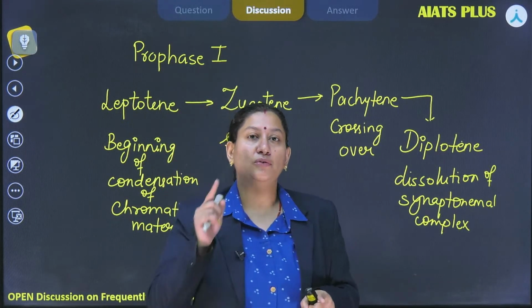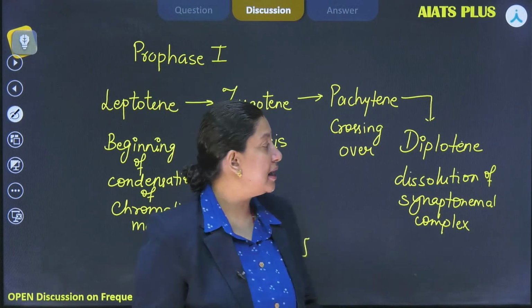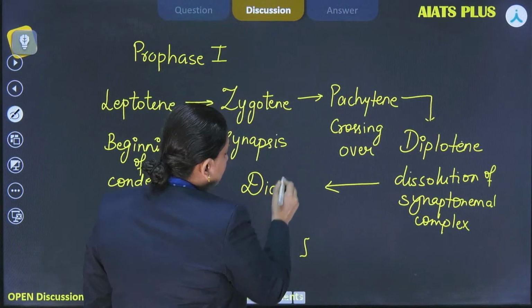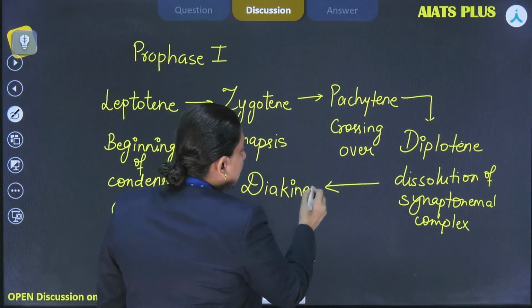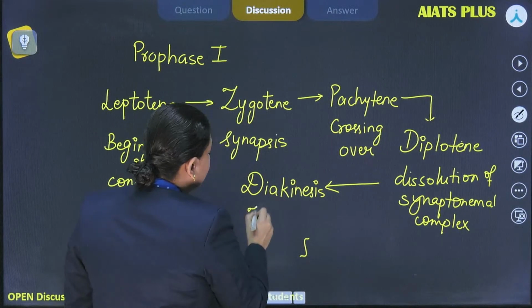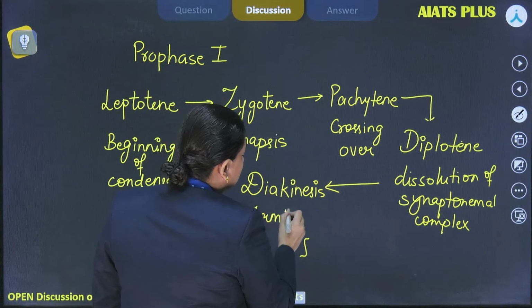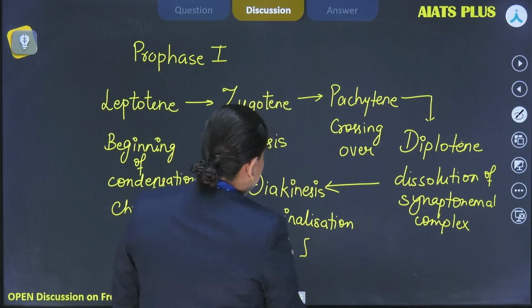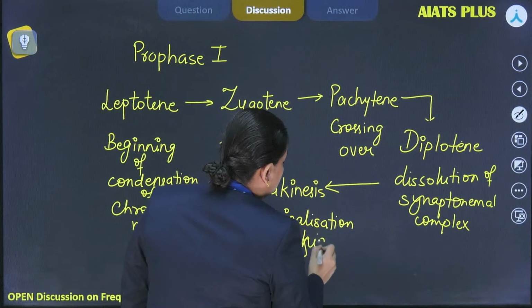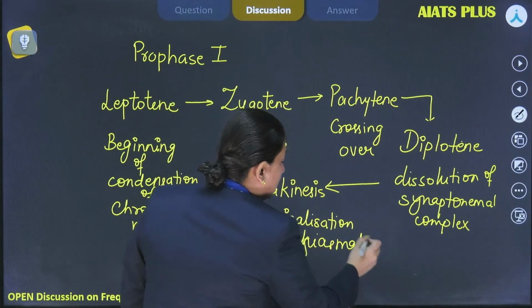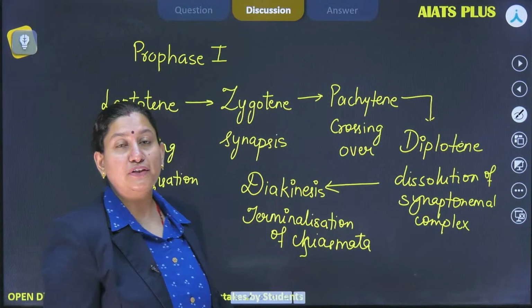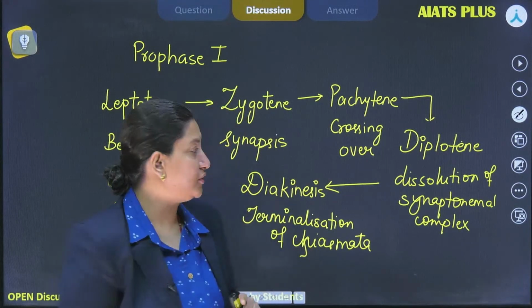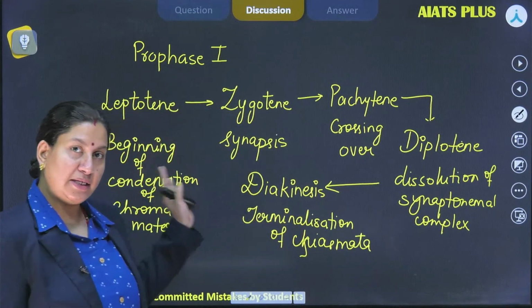That is the reason why this structure also needs to be removed, and that occurs in the last substage, which is diakinesis, in which we see the terminalization of chiasmata. Right? After the completion of this, we will have entirely separated homologous chromosome pairs. So this is what happens in the substages.